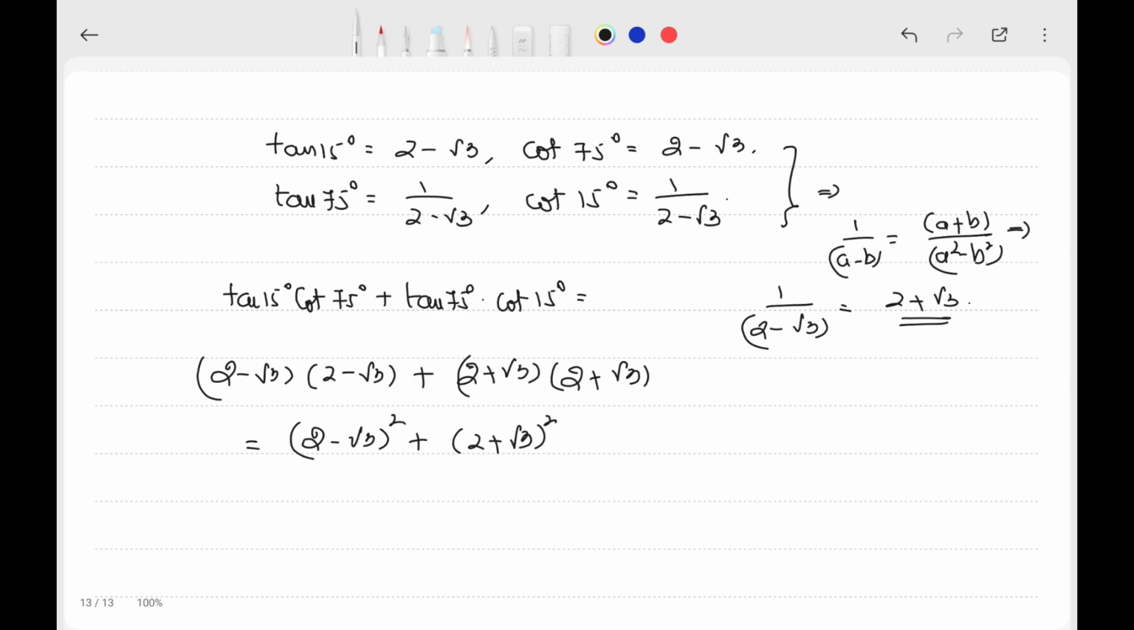Now, from this we can get another important, very good derivation. A minus b whole square plus a plus b whole square is equal to 2 into a square plus b square. This also you please try to remember.